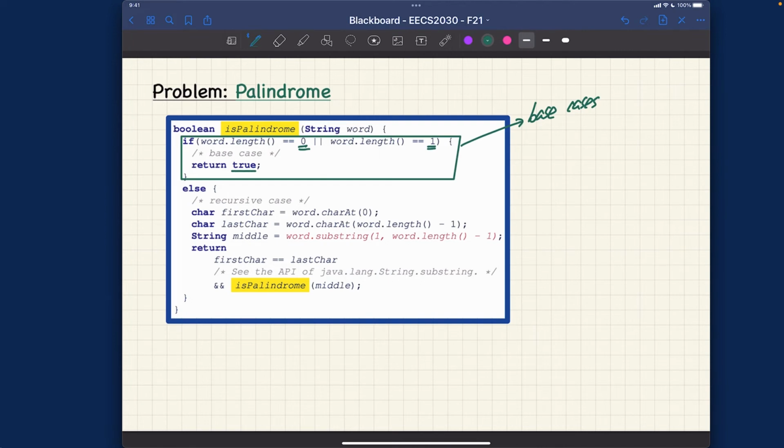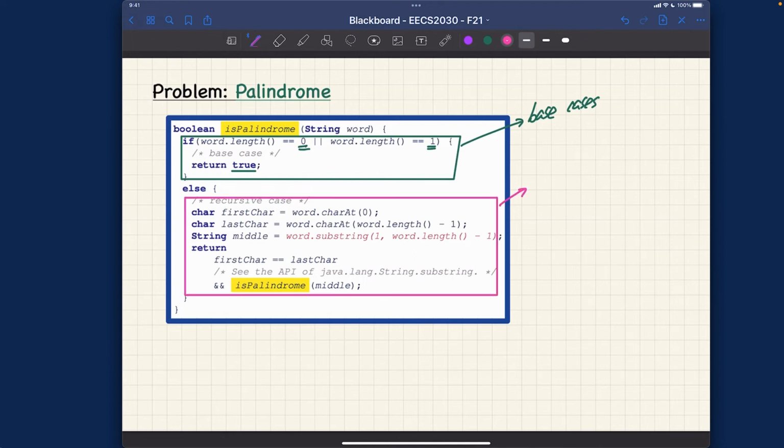So what about the recursive case? This part over here is the recursive case. Specifically, you can see we are getting the first character over here using the charAt method from the string class, which I already spoke about how to use, and also the last character, right? In which case we're going to use the length of the string minus 1 to get the maximum index, and the middle part over here is by using the substring method, right?